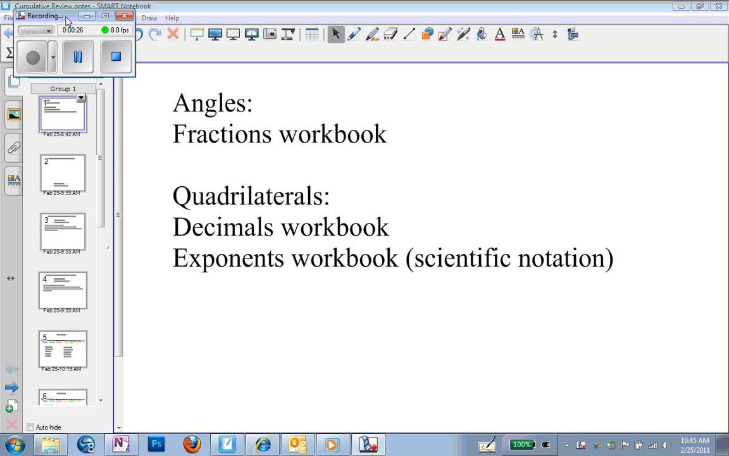For the angle section, you can go back to your fractions workbook, and that will help you. You can refer back to your notes, and you can refer back to your notes under decimals and exponents to help you with the quadrilateral section.